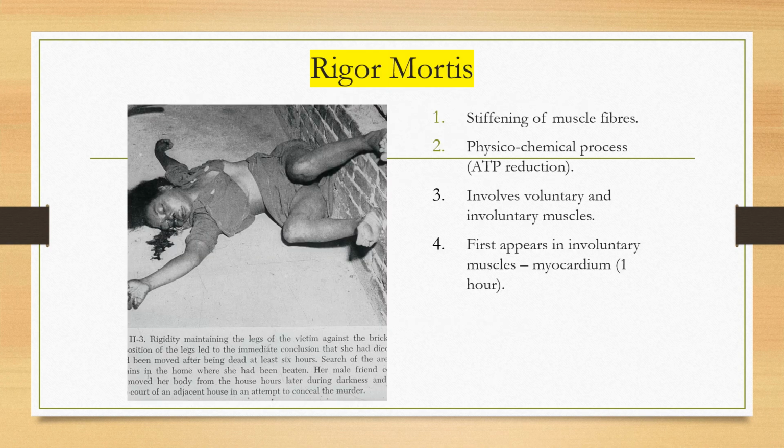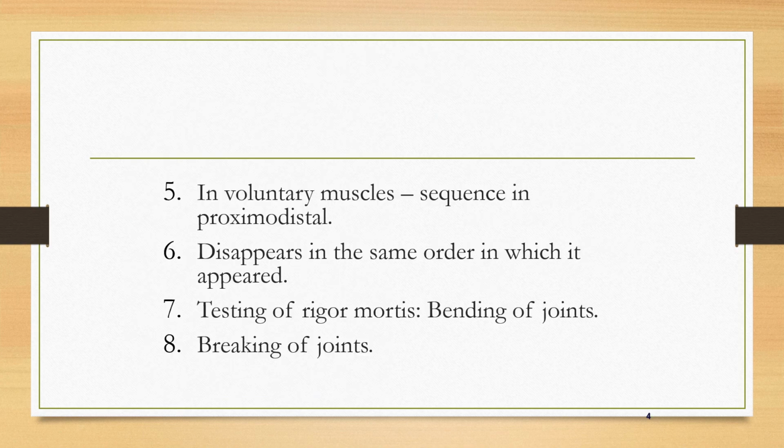Rigor mortis is the stiffening of muscle fibers because of ATP reduction, a physicochemical process. It involves voluntary and involuntary muscle stiffening. It first appears in the involuntary muscles, for example myocardium or eyes, and then later it starts developing in voluntary muscles. The sequence of developing rigor mortis in voluntary muscles is proximo-distal.